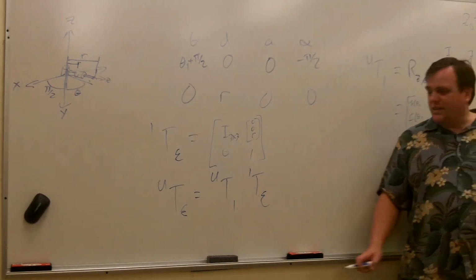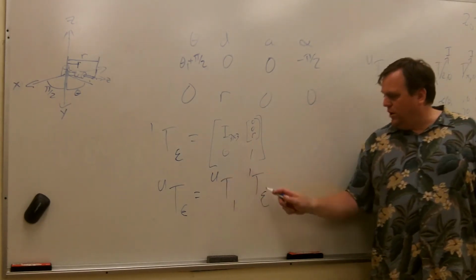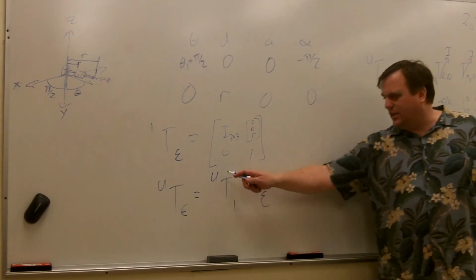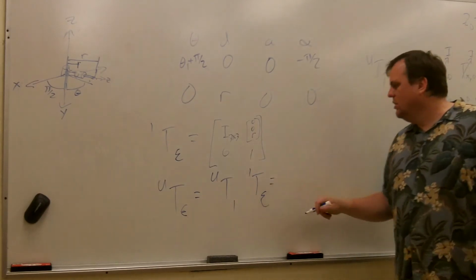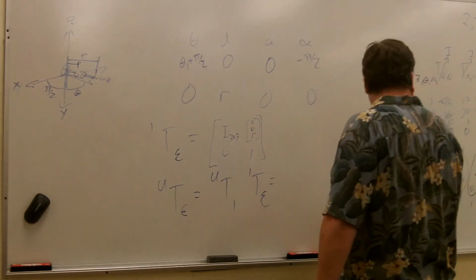It's really easy to check these, right? You just go U to 1, 1 to epsilon. These have to match inside, and it goes from U to epsilon now. Pretty simple. All right, but we already have U to 1. It's right here.